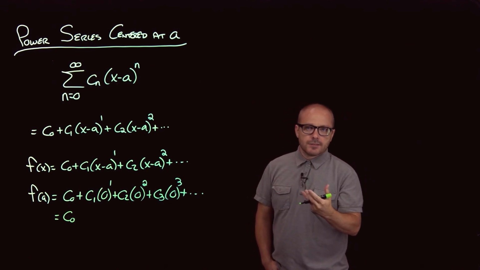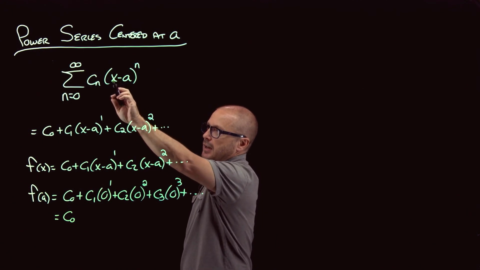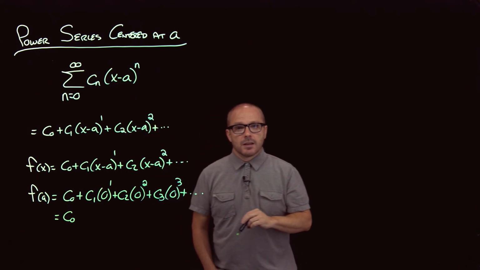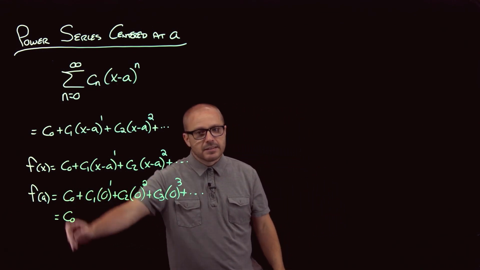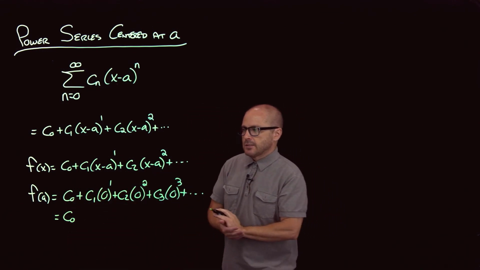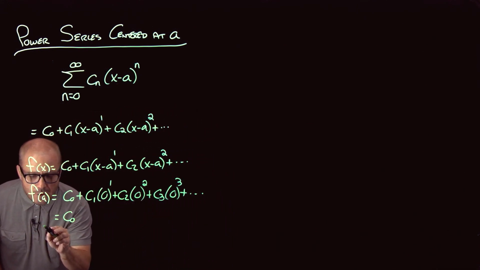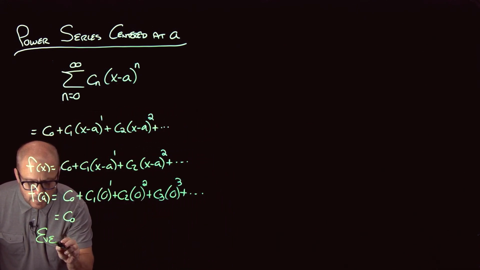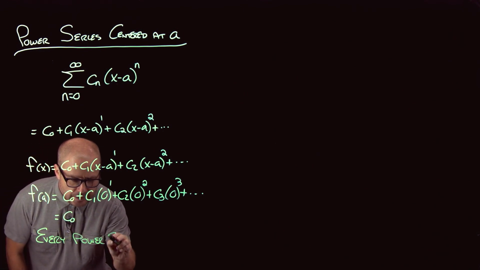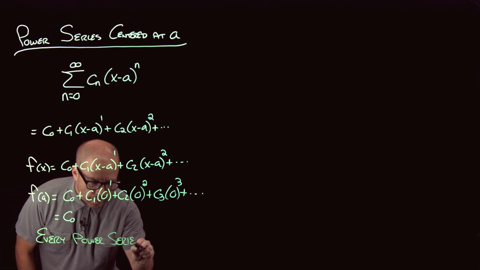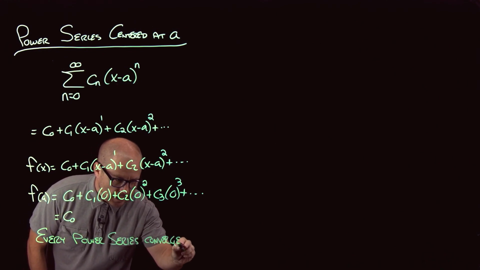So in our hunt for finding the domain of this function, or the x values for which that series converges, there's one value we really don't have to worry about, and that is the center. Every power series converges at its center. So let's note that here. Every power series converges at a. Converges for a, however you want to say that.